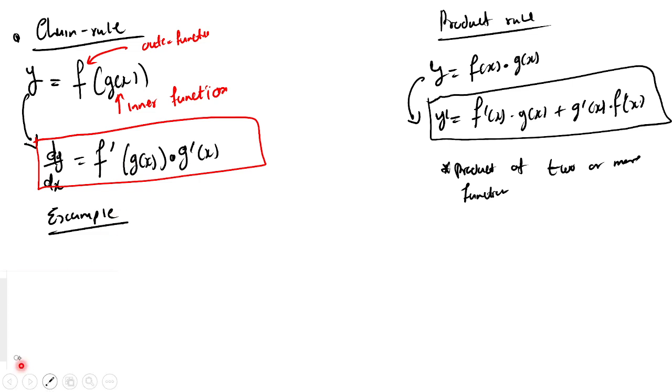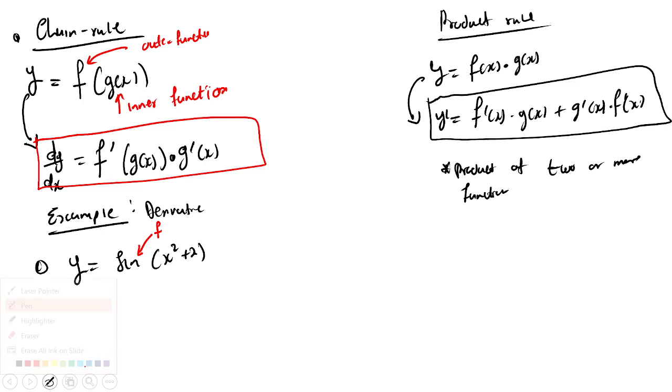So let's say maybe you're given the problem, I'm just going to call it 1, y is equal to sine of x squared plus 2, and you're required to take the derivative of this. Let's say maybe they say take the derivative, determine the derivative. So first things first, you need to identify your f and your g. So the outer function is what? Sine is going to be our f, and the inner function, x squared plus 2, will represent our g.